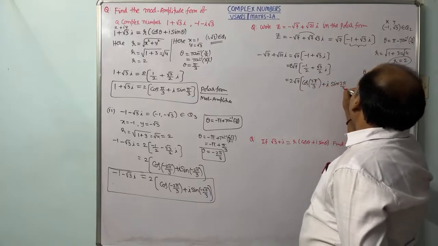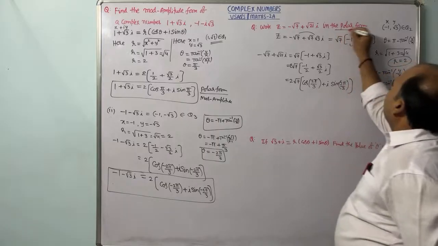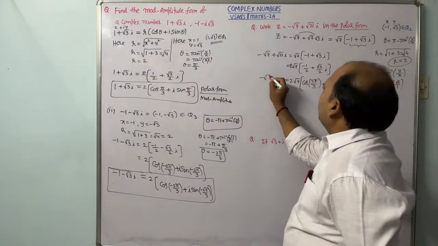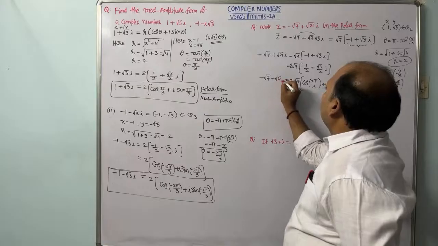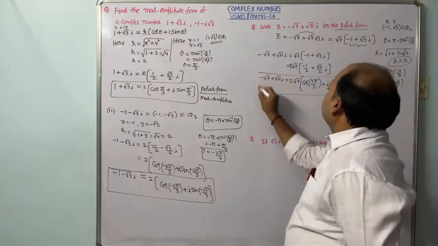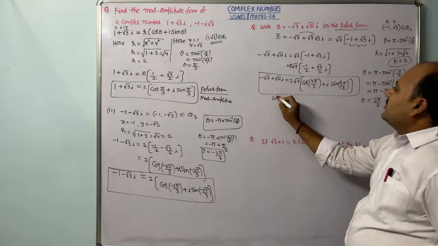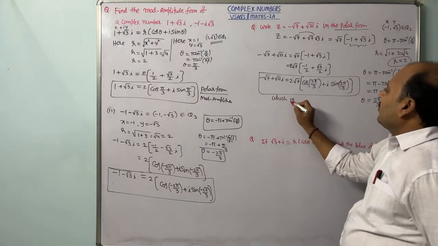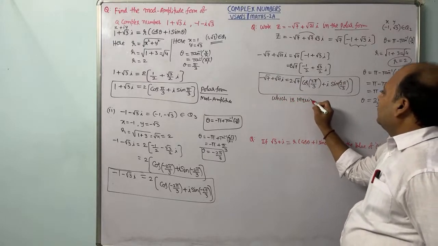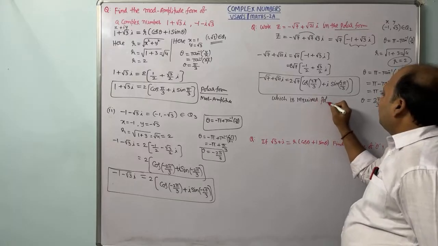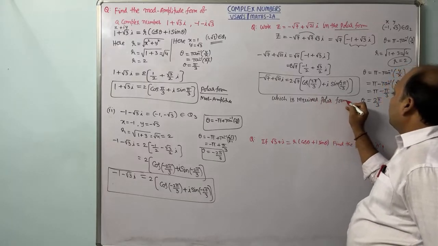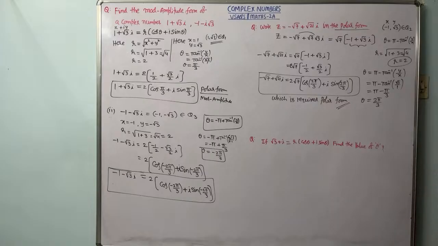This is the polar form of the given complex number. Minus root 7 plus root 21 I can be written as this, which is the required polar form for the given complex number.